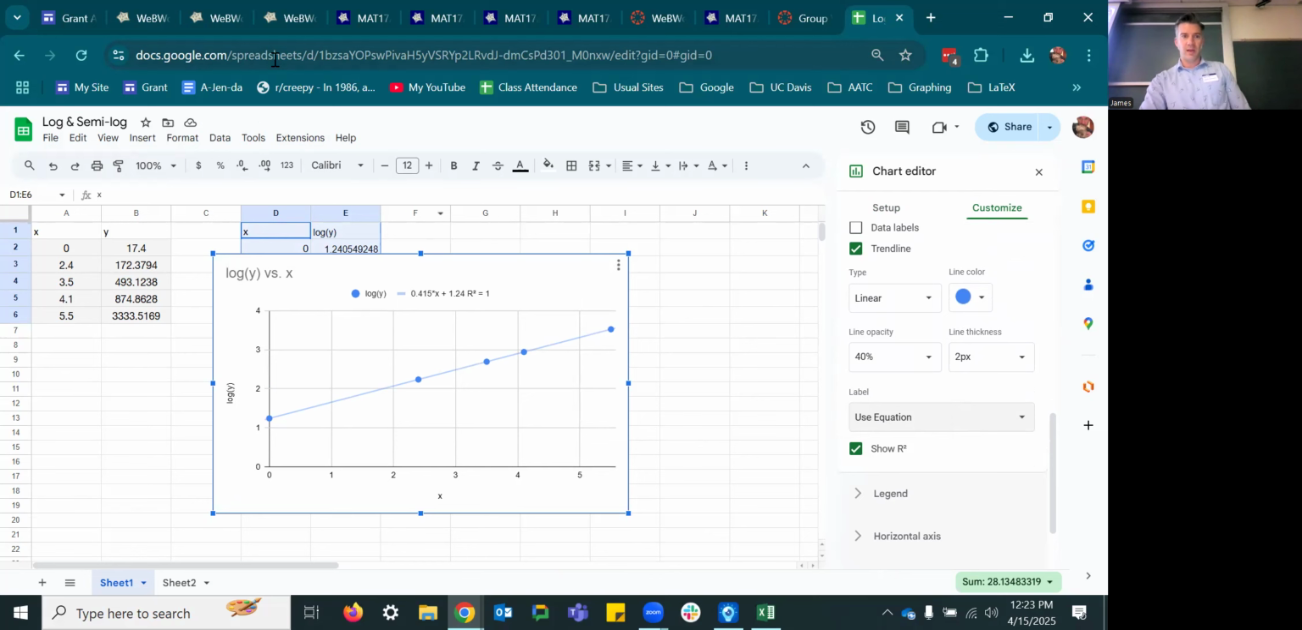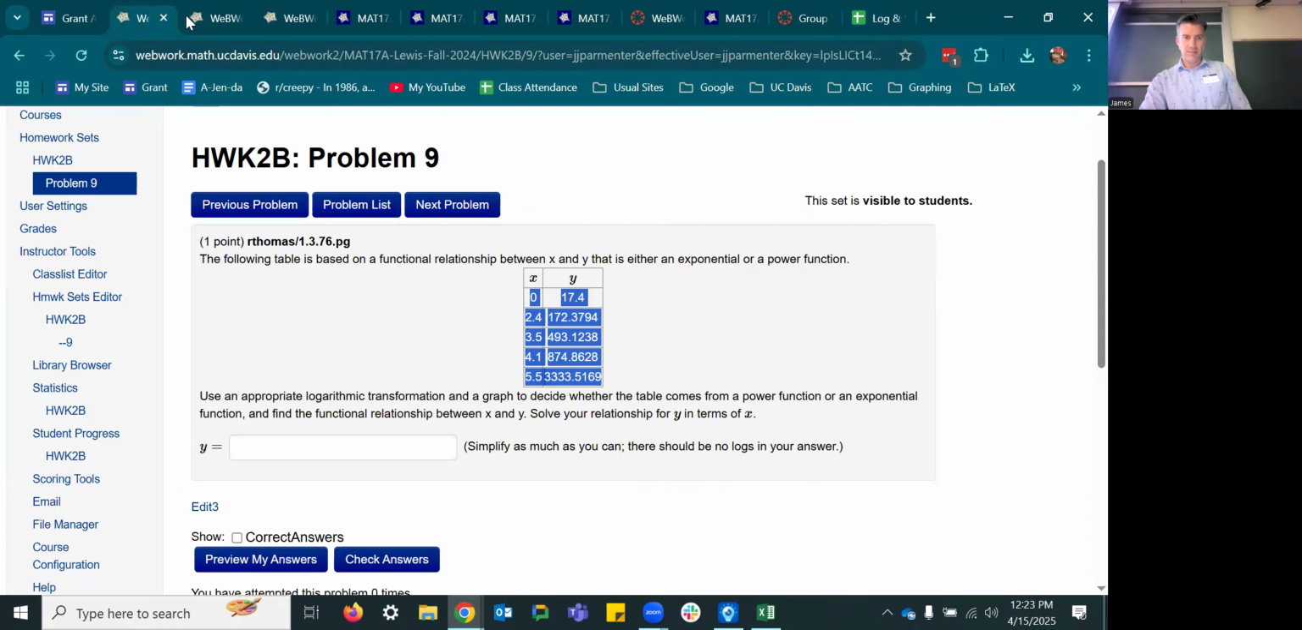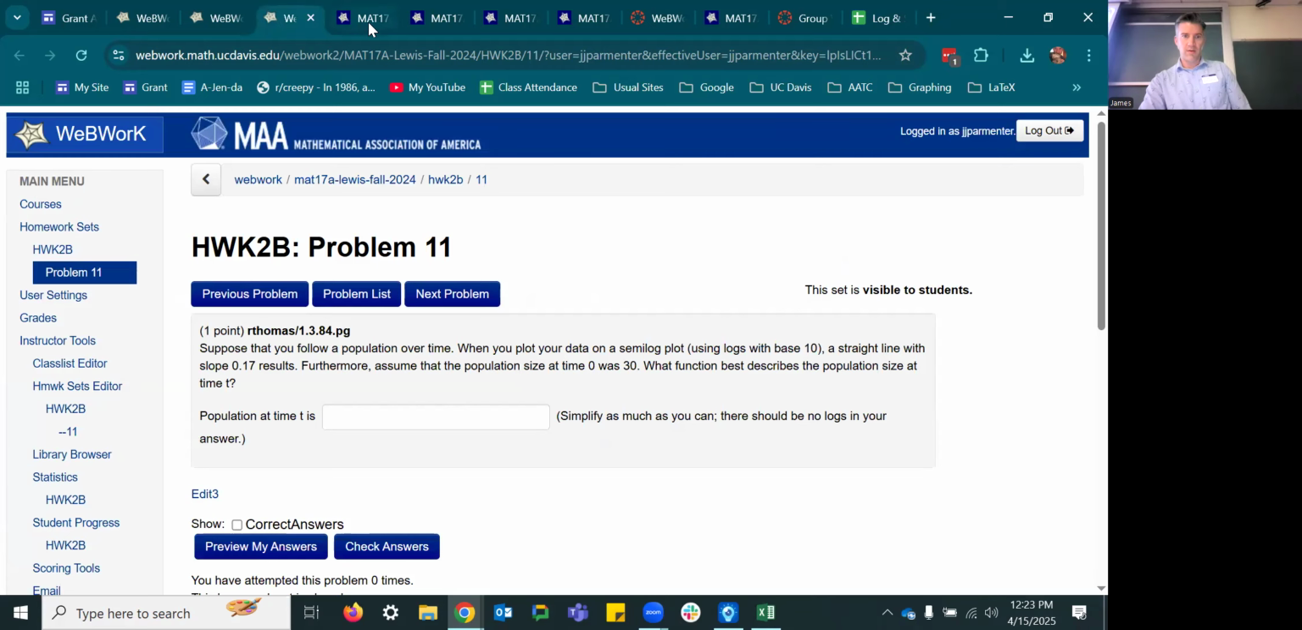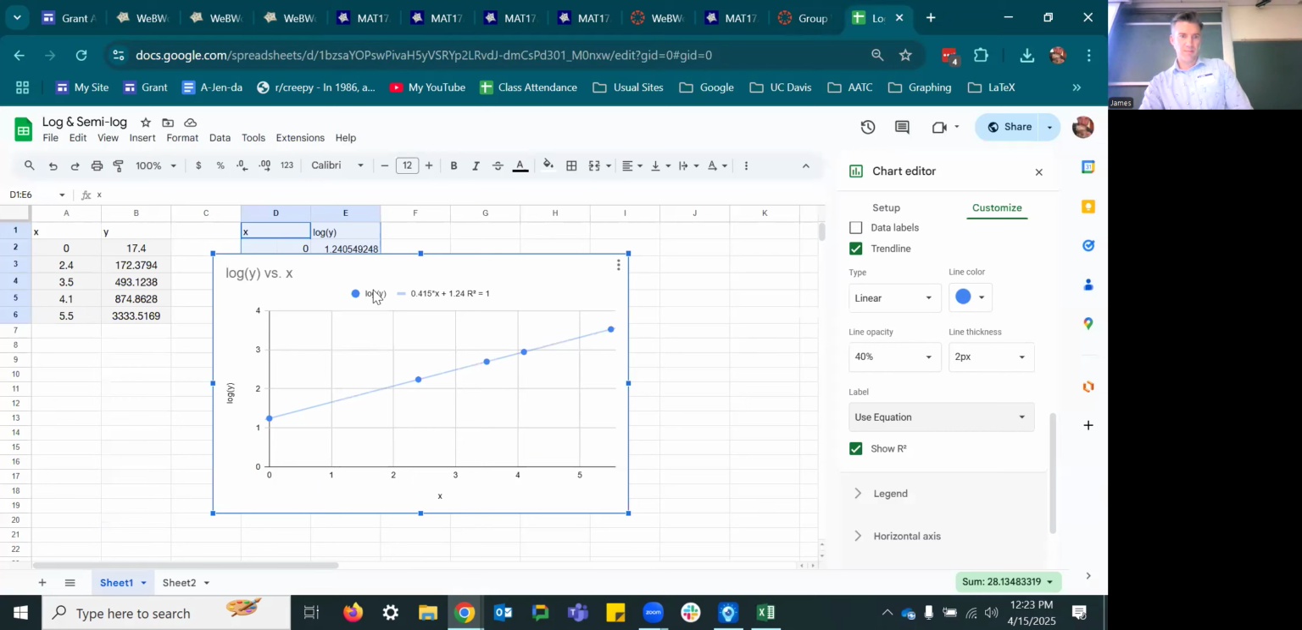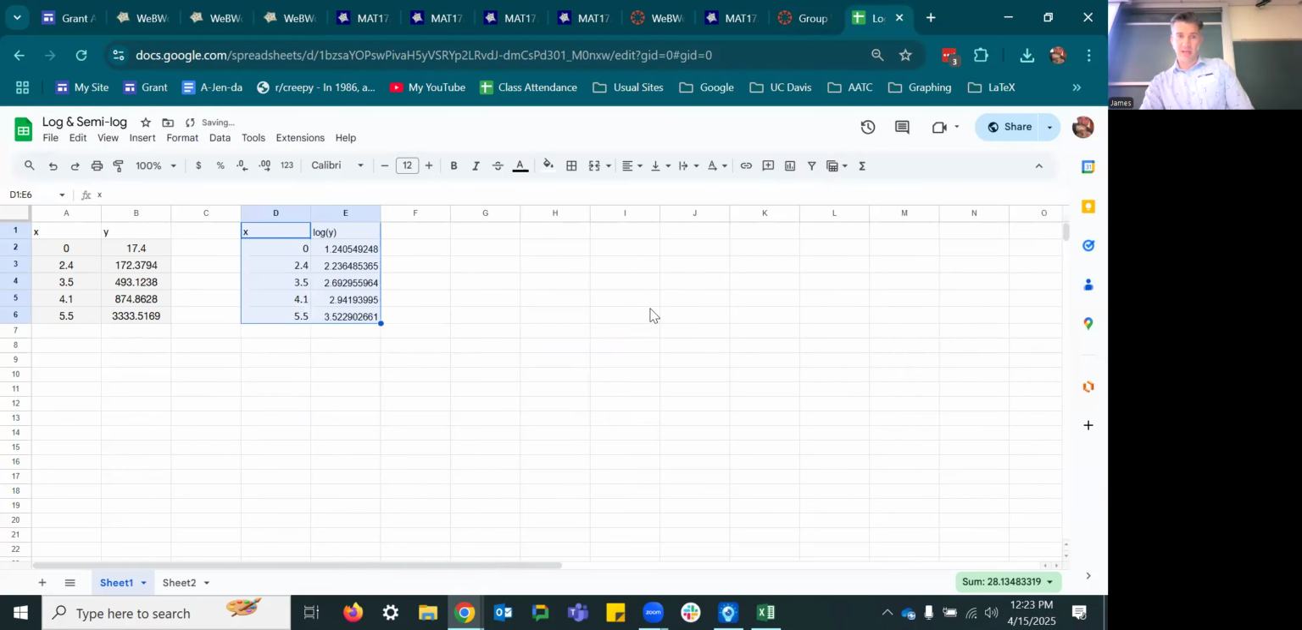So let's go ahead and look at one more data set here. Let's take our chances with this data set. I feel like all the ones we've done have been semi-log, so it's good to see both things happen.